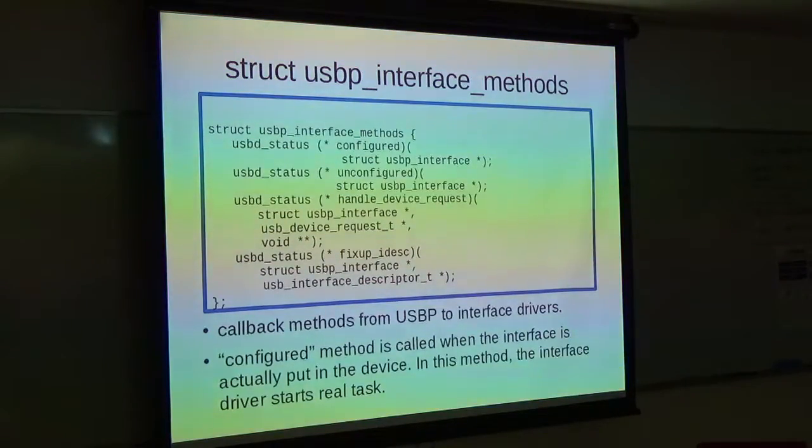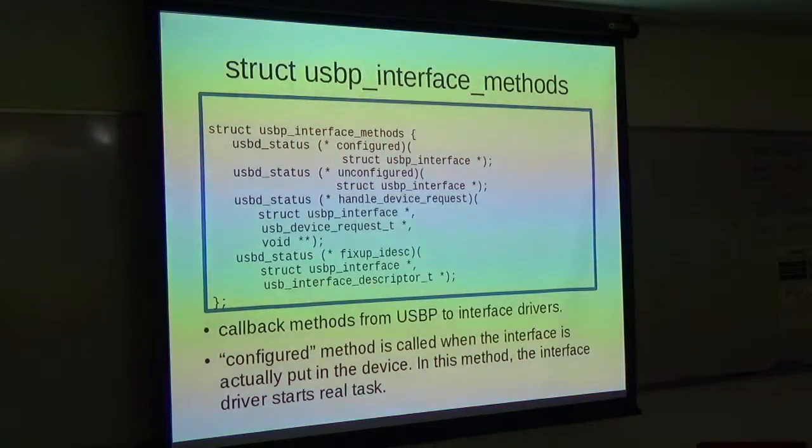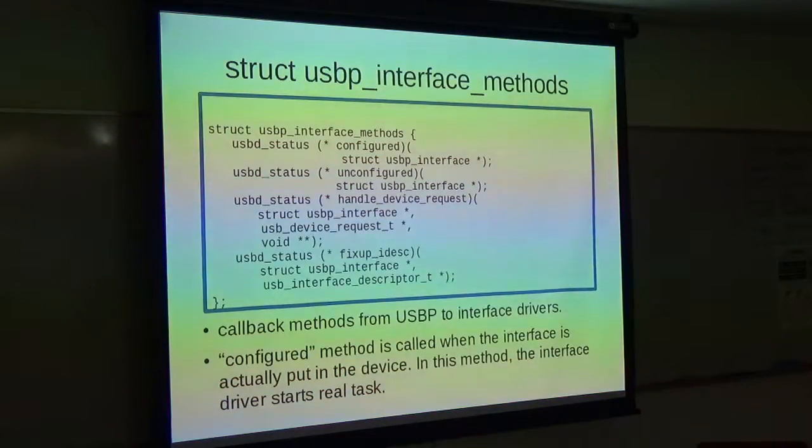Okay, this is a method table the interface implementation provides to usbp. The important things are the configured method and the unconfigured method. As I already told you, the interface needs to know whether it is actually going into the device or not. So the configured method is called when it actually goes into the device. And when another interface is attached to usbp, sometimes your interface may be extracted or kicked out from that device. In that case, the unconfigured method is called.